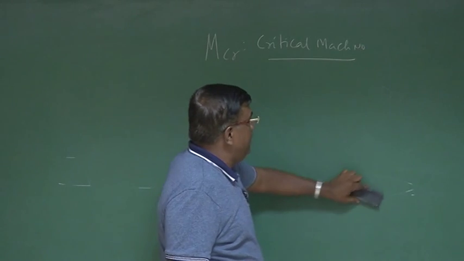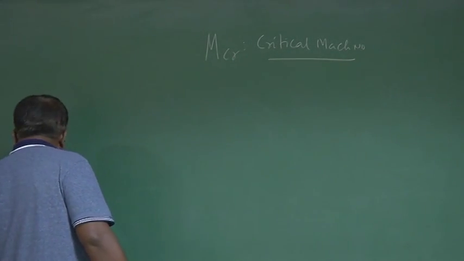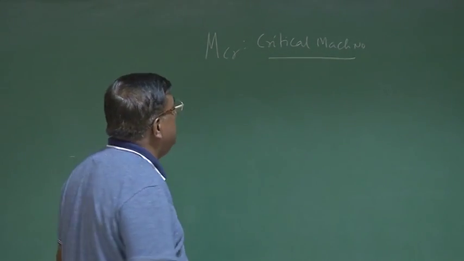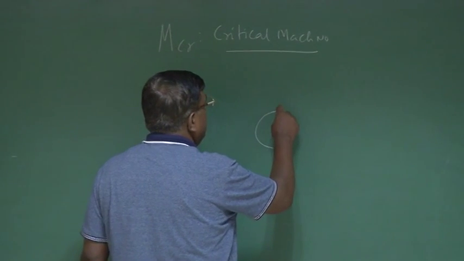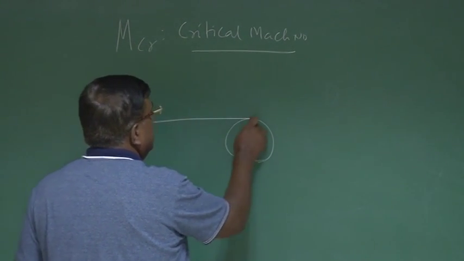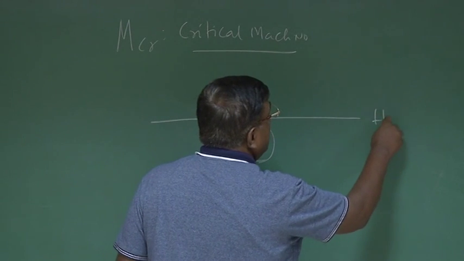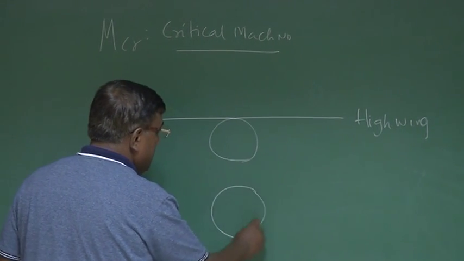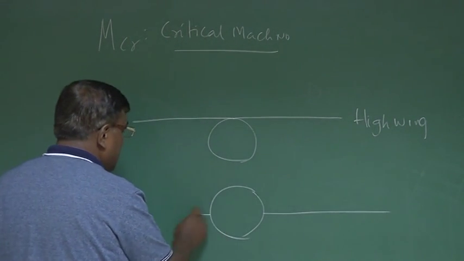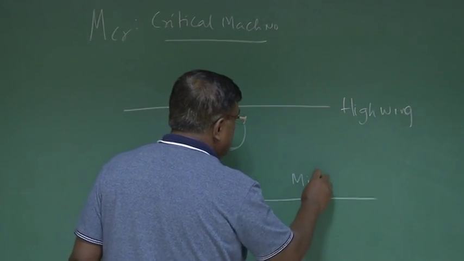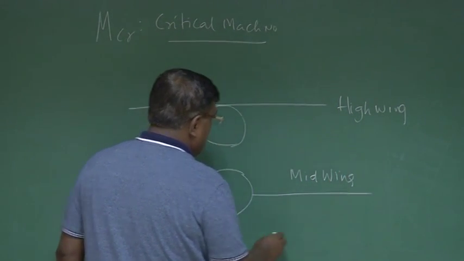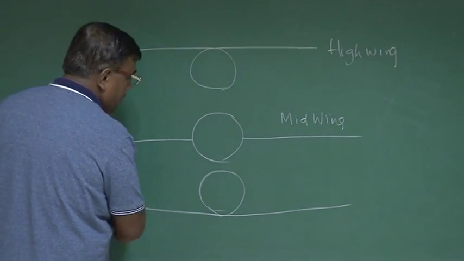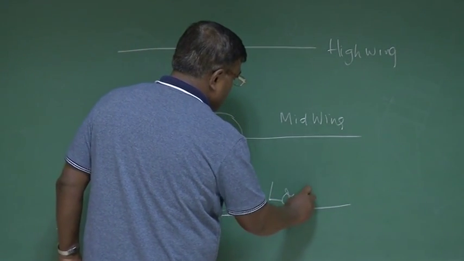Right? In the design of wing and its layout, you will also see a few configurations which may draw your attention, which should at least help you ask a question why this wing is like this. For example, if this is a fuselage, I can have a wing which is like this, which is called high wing. I can have an airplane which is like this. These are called mid wing. I can have an airplane like this. These are called low wing.